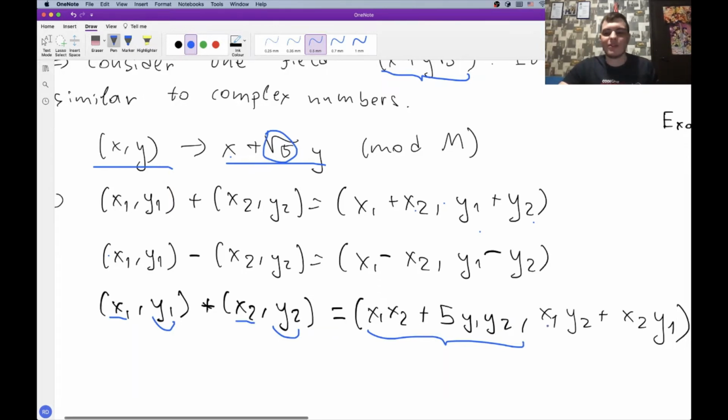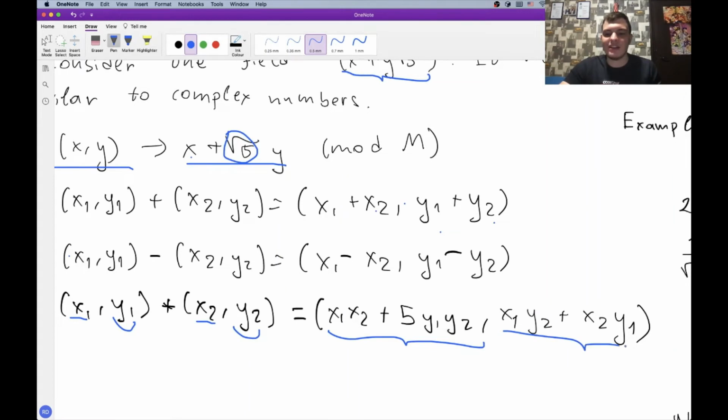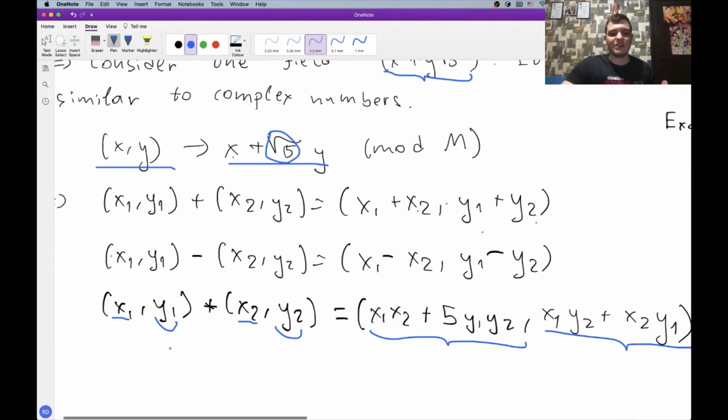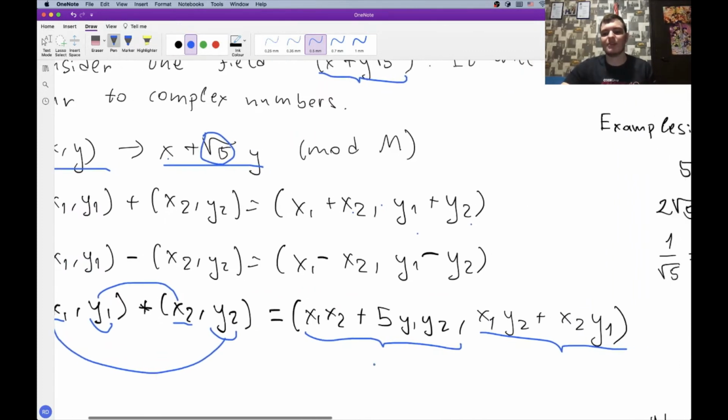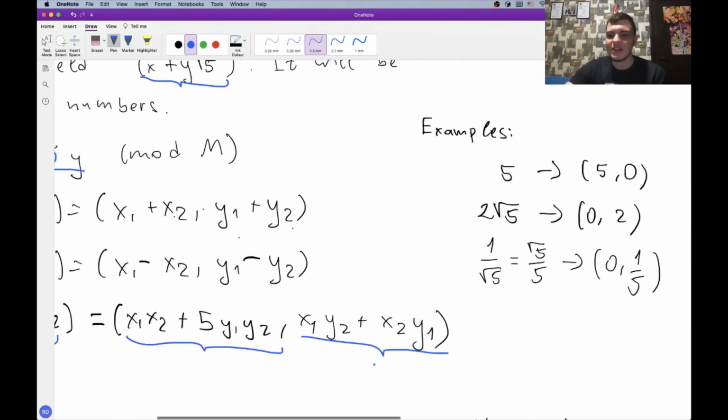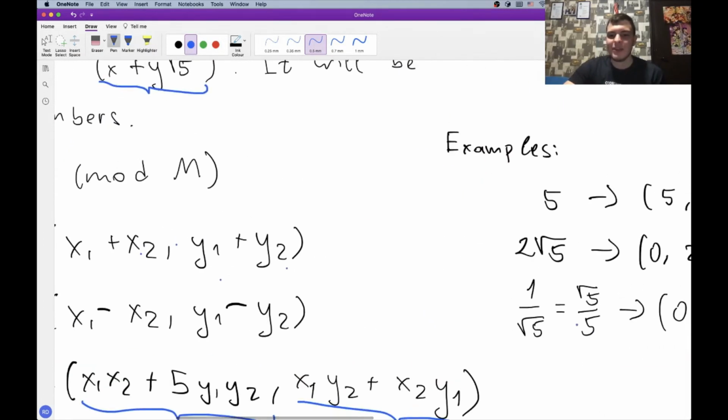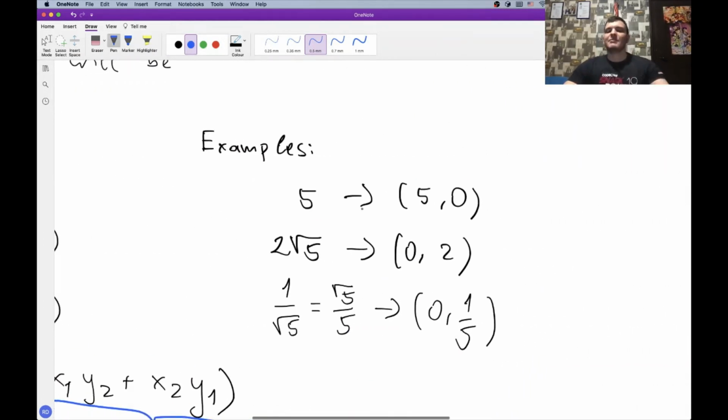And obviously for the part which has the square root of 5 coefficient, it will be just y1 multiplied by x2 and x1 multiplied by y2, their sum. So yeah, here are some examples of how we'll represent some integers in our new base, in our new field. If something is completely an integer, then we just represent it as 5, 0, because it doesn't really have a square root of 5 part.